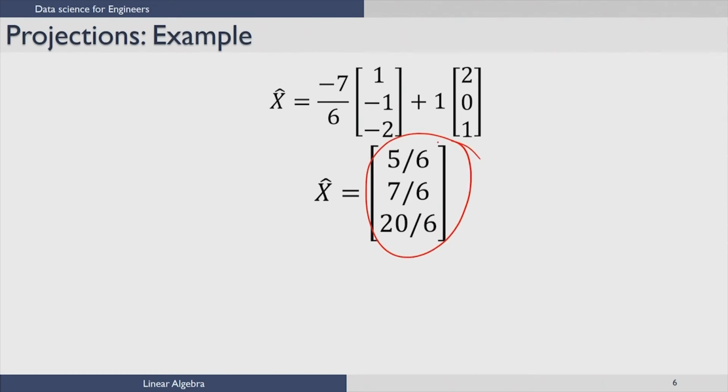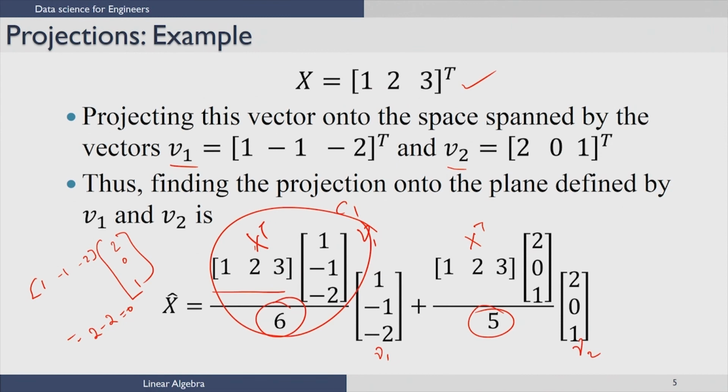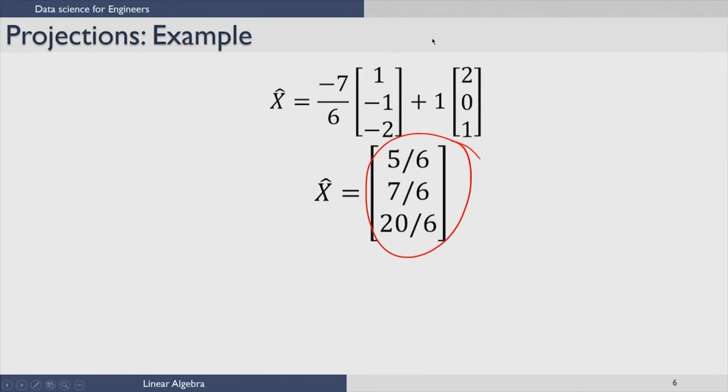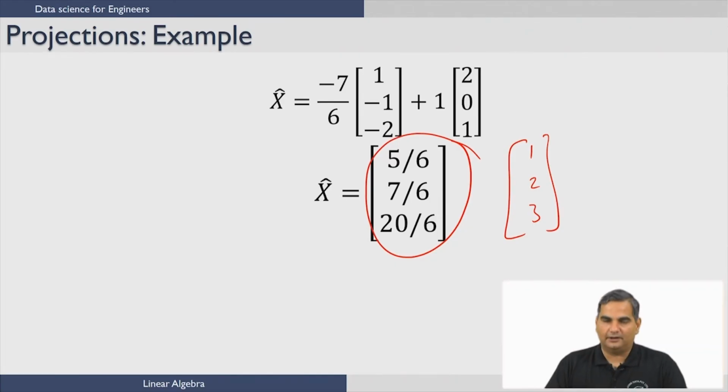So, my original data vector 1 2 3, when it is projected onto a space spanned by these 2 basis vectors, becomes this. In other words, if I had a data point 1 2 3 and I want to represent this with only the 2 vectors that I had identified before, for whatever reason it might be, then the best representation is the following, which is what this projection says.